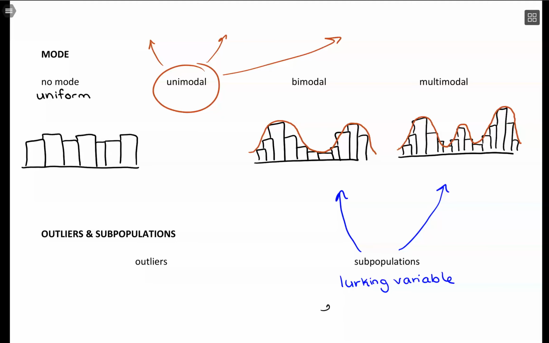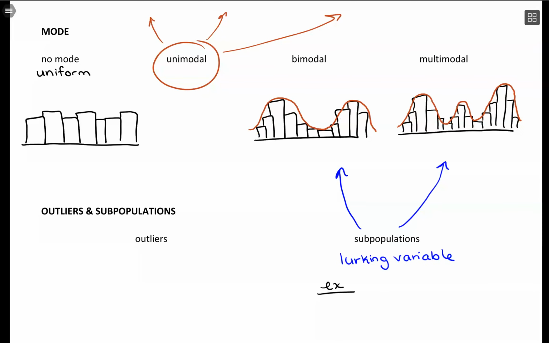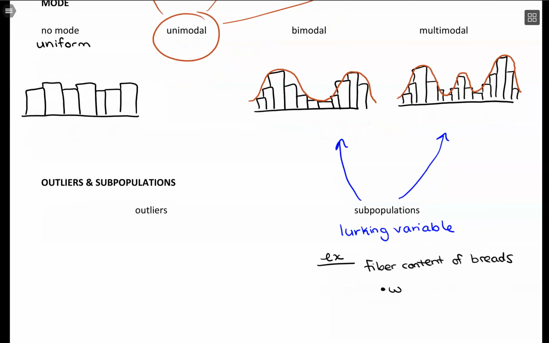So for example, let's say I use that multimodal graph up above there. An example of how that could come through is, say I ask you to go to a grocery store and collect the fiber content of various breads. If you do that, you might see something like this coming through, because what we would have are these subpopulations for types of bread. You probably have this subpopulation for white bread, which tends to not have very much fiber at all, but within that group, you'd have trends for it.